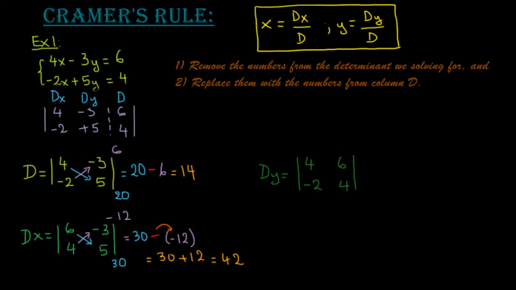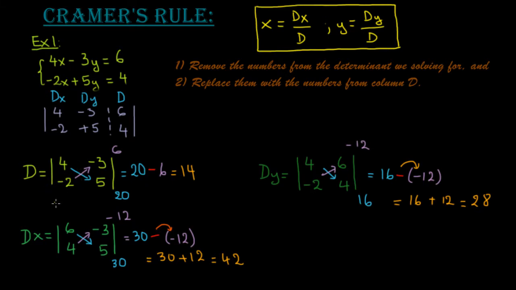Okay, and next one, 4 times 4 gives me 16. Negative 2 times 6 gives me negative 12. Then again bottom subtract top, so 6 minus negative 12. Negative times negative is positive. So 16 plus 12, which gives me 28. Okay.